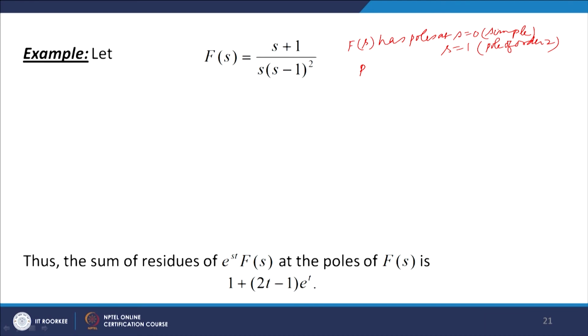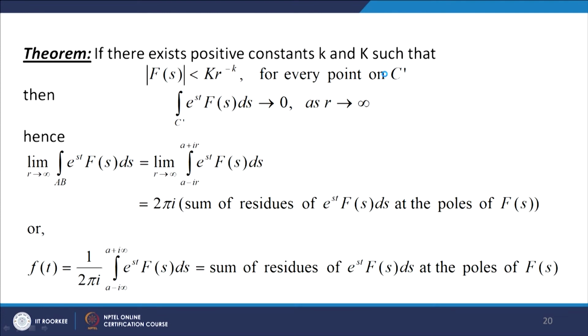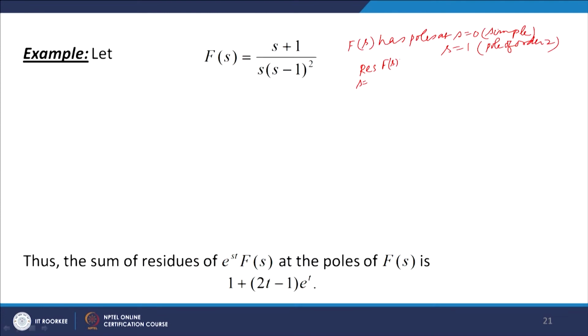So, let us find the residue of f(s) at s equal to 0, the residue of e to the power st into f(s) ds. We have to find this. So, the residue of e^(st) f(s) at s equal to 0, because it is a simple pole, is the limit as s tends to 0 of (s minus 0) into f(s) into e to the power st, which is equal to the limit as s tends to 0 of s times f(s). f(s) is (s plus 1) divided by s into (s minus 1) whole square, into e to the power st.